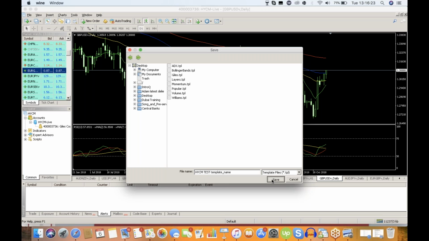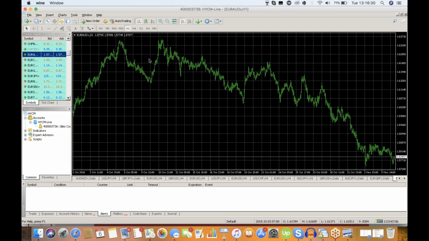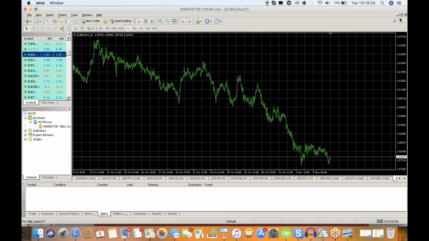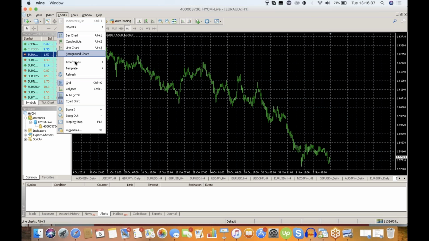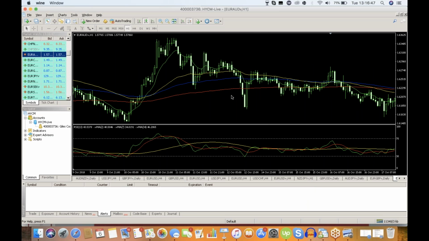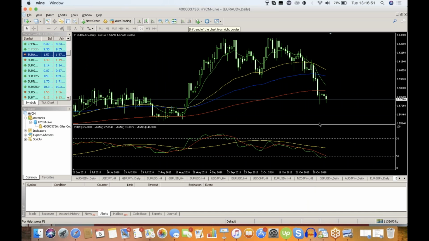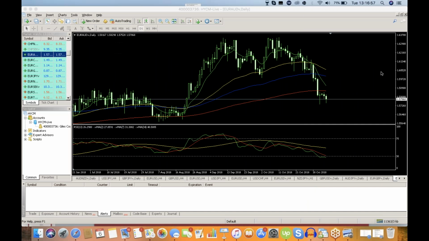You then save that template, and then let's say we want to open a new chart, we take a new chart up here, and instead of having to plot all over again all those moving averages, all you do is you go to Chart, Template, Load Template, and then go to HYCM test template, open, and then all the settings that you had on the old chart are applied to the new chart. I hope that makes sense. Let's just have a look.